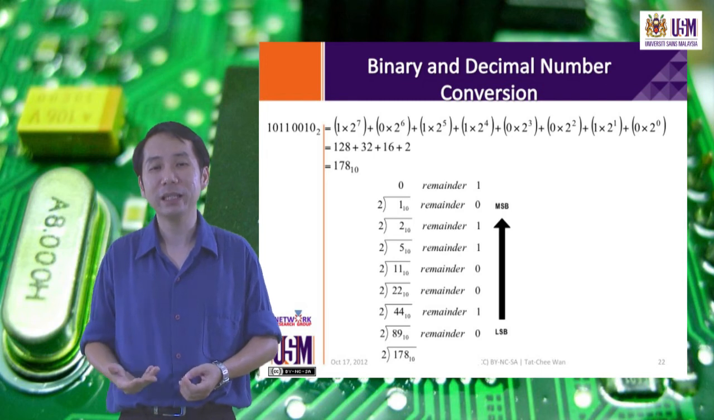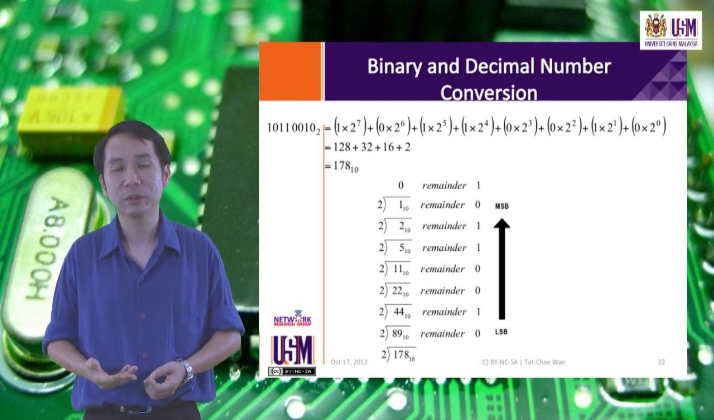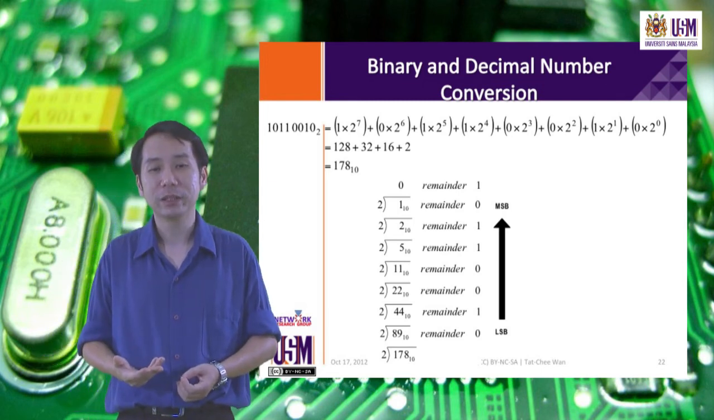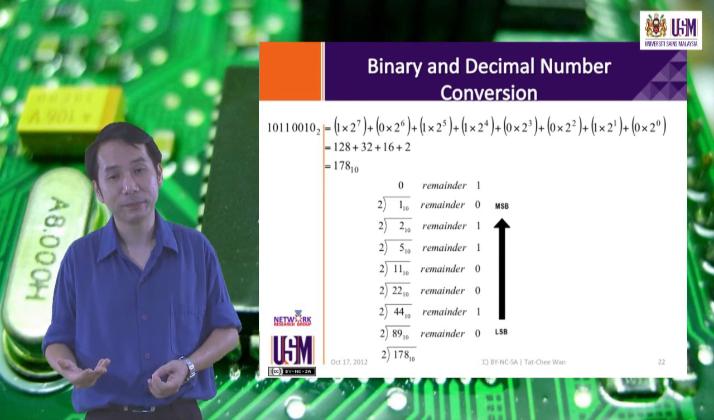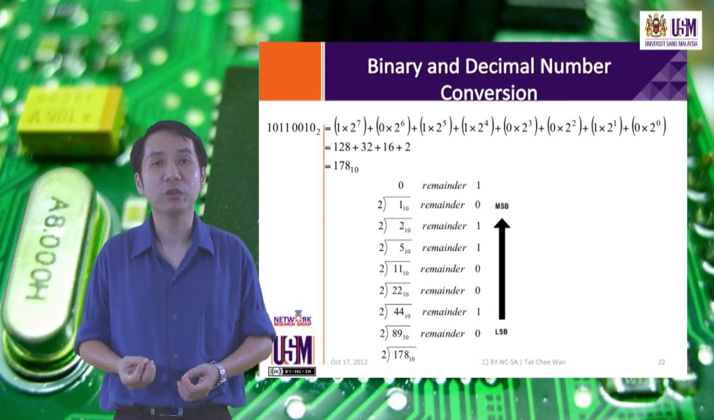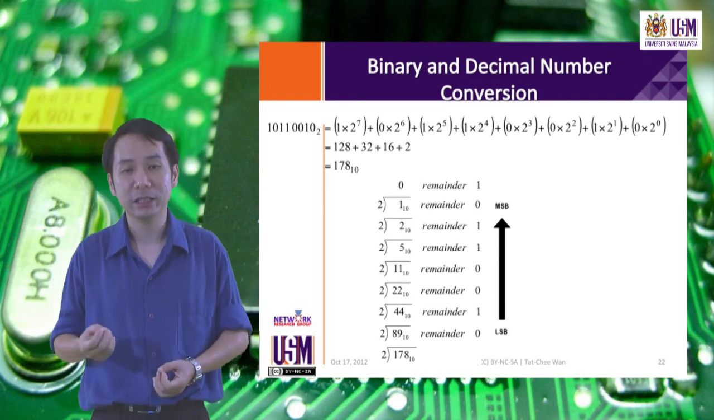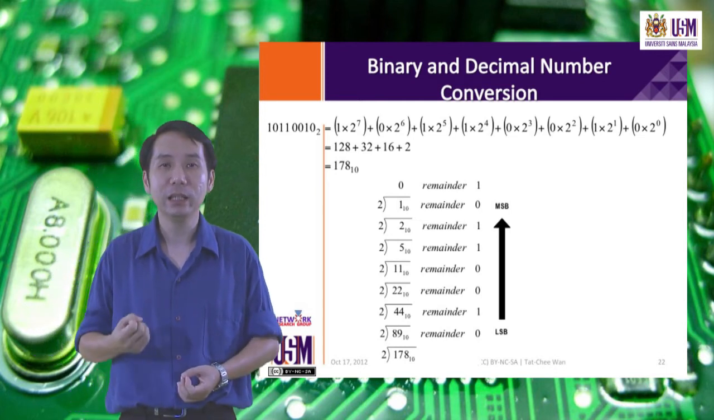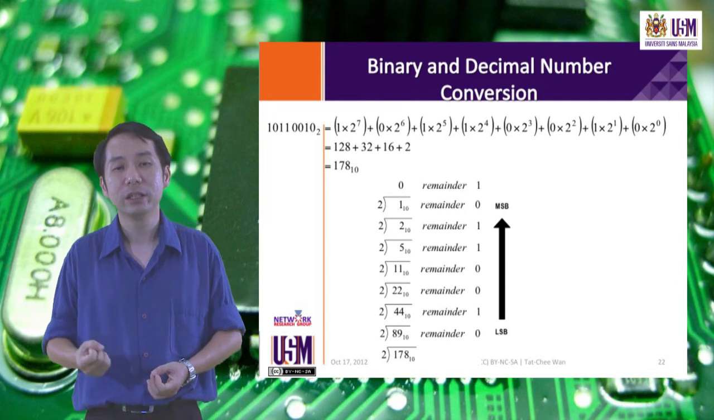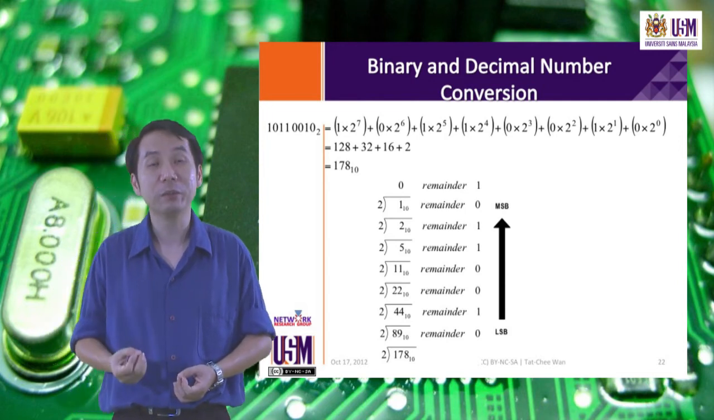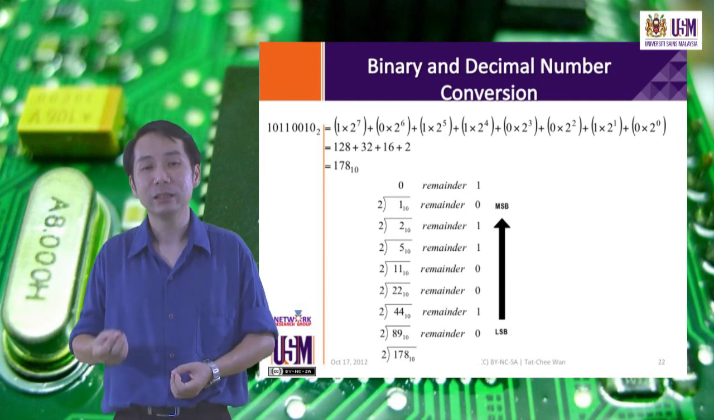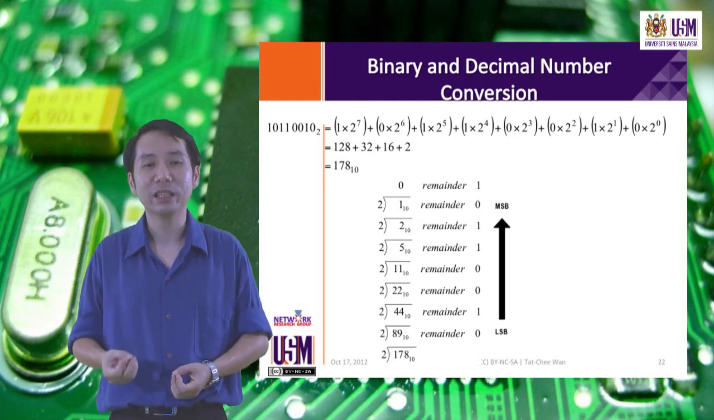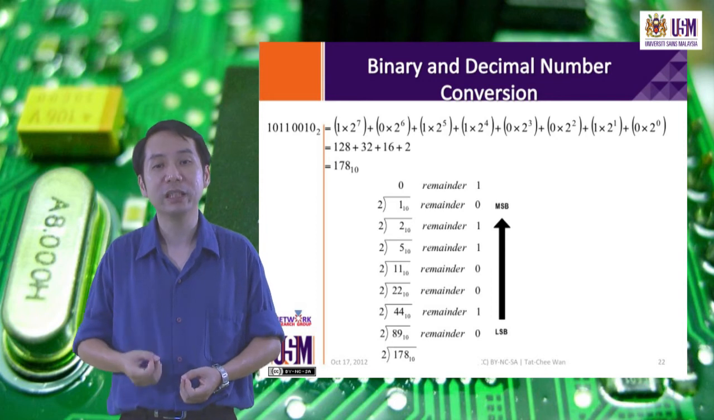To go the other way, we take the number in base 10 and divide by 2, and every time there is a remainder, this forms one of the digits of the binary number. So by dividing 178 by 2, you get 89 with a remainder of 0. Divide that by 2, you get 44 with a remainder of 1. Divide by 2, you get 22, remainder of 0. Divide by 2 again, 11, remainder 0. Divide by 2, you get 5, remainder of 1. Then 2, remainder of 1, then 1, remainder of 0. And finally, 1 divided by 2 is 0, remainder 1.